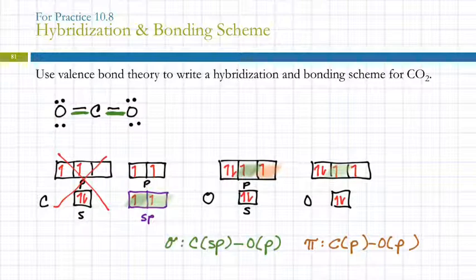So one of these oxygens is going to make a pi bond with carbon. So that's this guy right here. And then the carbon has another p orbital, and this other oxygen has a p orbital. And so we're going to overlap those. And that's going to have the same description because it's the same kind of a bond.